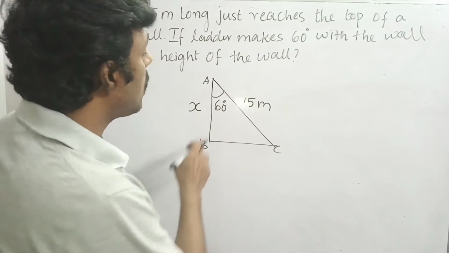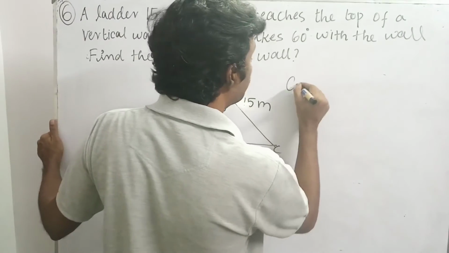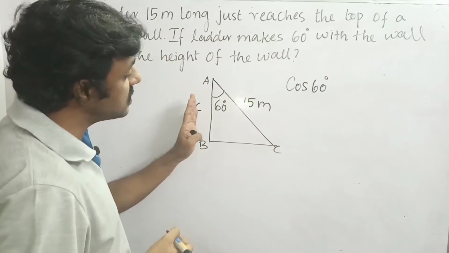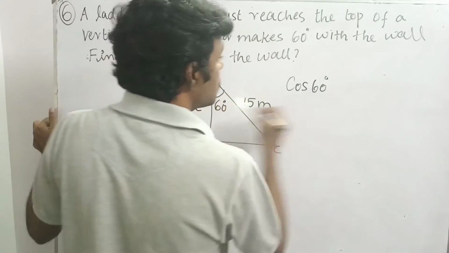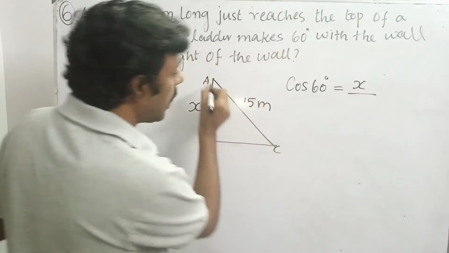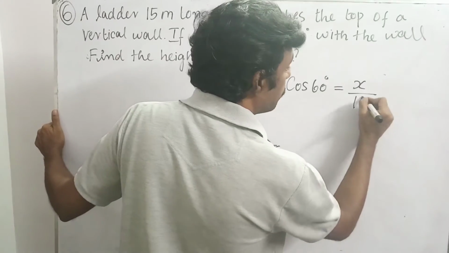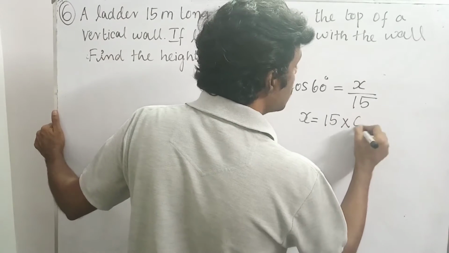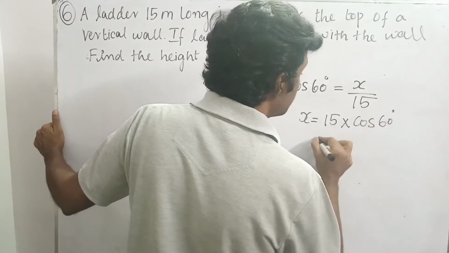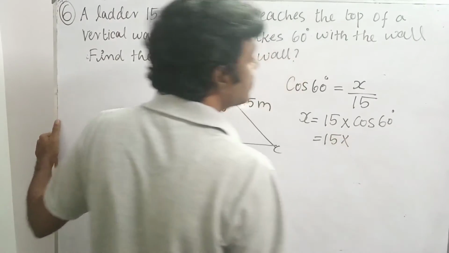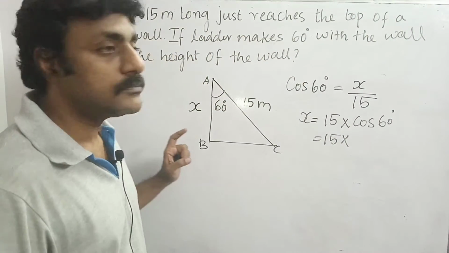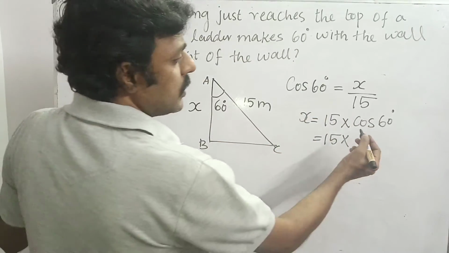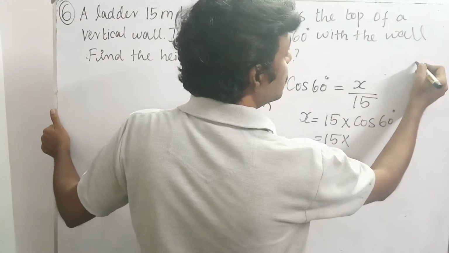So you need to use cos. What will be cos of 60 degrees? Cos of 60 degrees is adjacent side divided by hypotenuse. So the adjacent side is x divided by the hypotenuse, 15 meters. So x will be equal to 15 into cos of 60 degrees. What is cos 60 degrees? Cos 60 degrees is root 3 by 2. See, cos 60 degrees will be half.